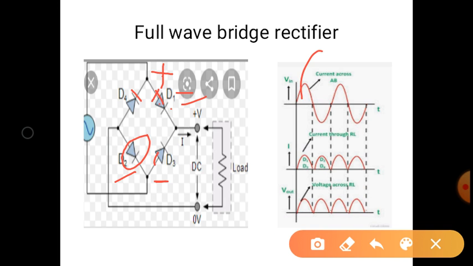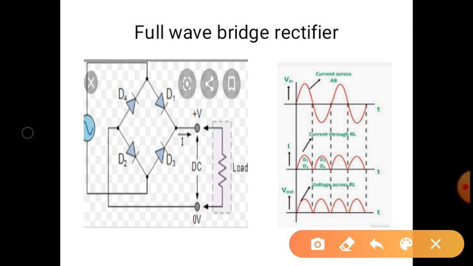So how will current be flowing through this load resistance? We'll see. It will go from diode 1 to the load resistance, then to D2, and back to the supply. So in this direction the current will be flowing through the load. So output will be appearing across this load, which is shown here.